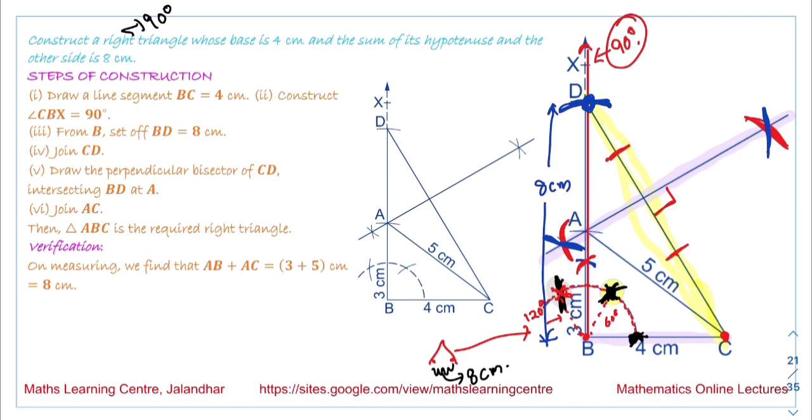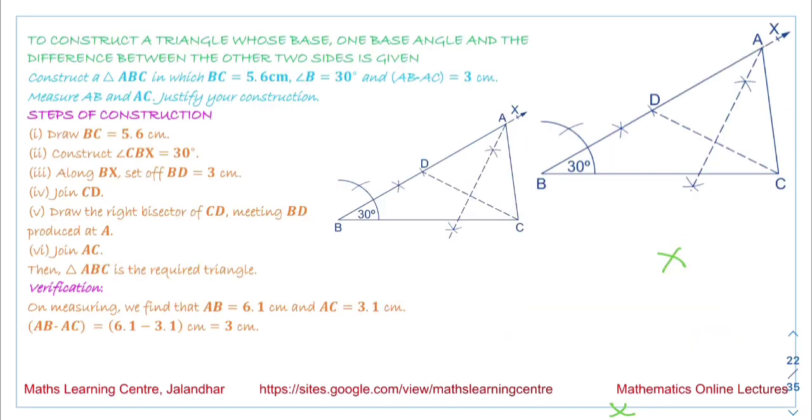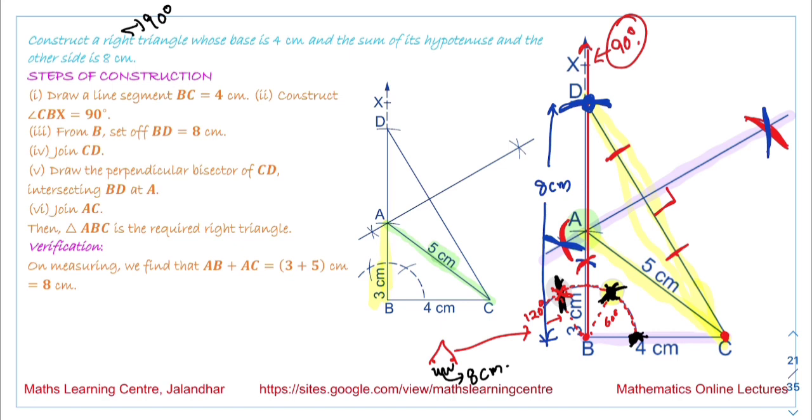The point where this line intersects with line BX is this point A. And the next step is that we are just joining C and A. We are joining these 2 points C and A. So if we measure the length of BA, we get 3 centimeters. If we measure the length of AC, we get 5 centimeters. So the sum of both these lengths is 8 centimeters.